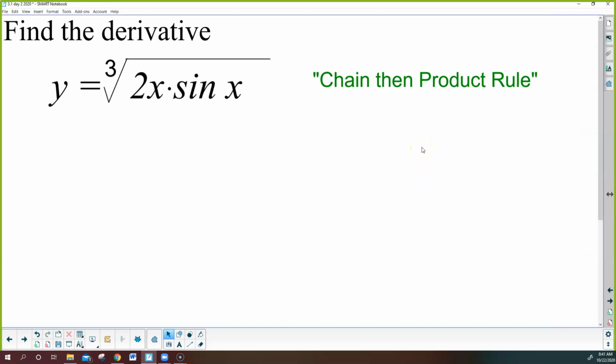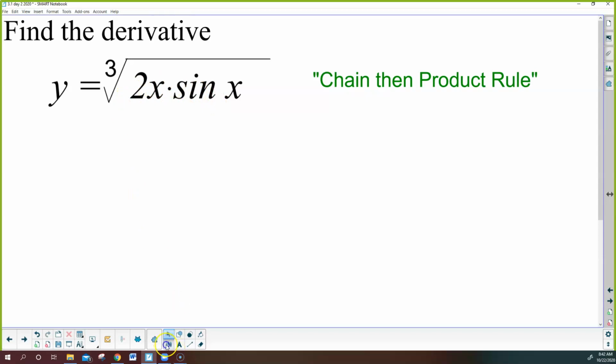We did a couple of these really weird ones on the video from Wednesday. So if you didn't go back and see ones that had a product in a chain rule or a quotient in a chain rule, please go back and watch those. But look at this one. This one has a chain rule and then a product rule within it. So I'm going to give you guys a second. I want you to try your best at this.